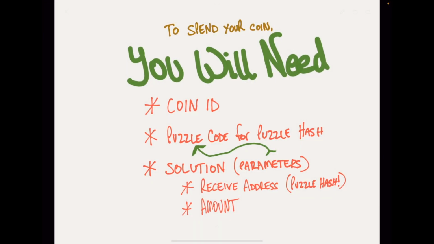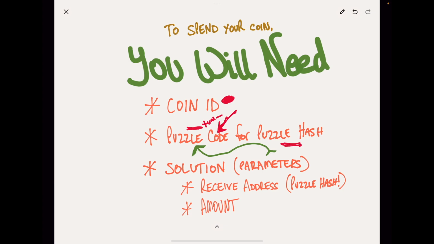Well, let's actually talk about what you're going to need to spend your coin. If you want to spend a coin that you own, of course you're going to need to know the coin ID itself, which is those 3 fields pushed together. You're also going to need the original puzzle code that was used to create the puzzle hash on that coin. This is probably going to be the standard Chia transaction plus your unique bit of signature that was curried in. And then you're going to need a solution.